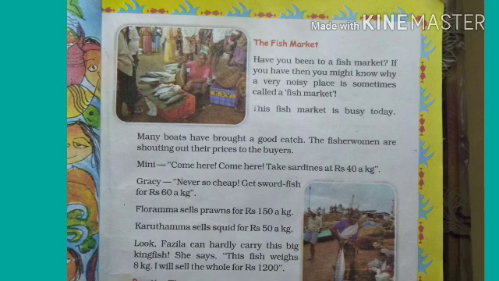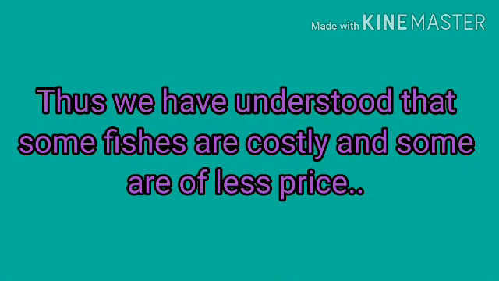So you see, children, how the fisherwomen are bargaining the prices of fish to the buyers. Why I read this context is to make you know the different rates of different fishes. Okay. Thus we have understood that some fishes are costly and some are of less price. So different fishes have different rates of prices. So that is the thing we are going to study then.